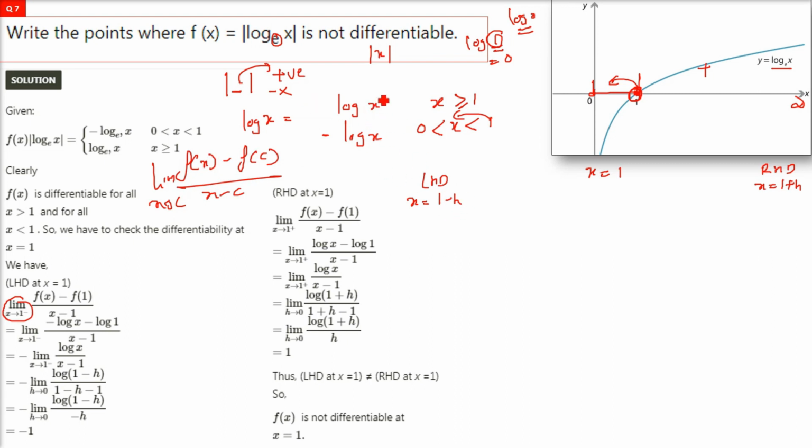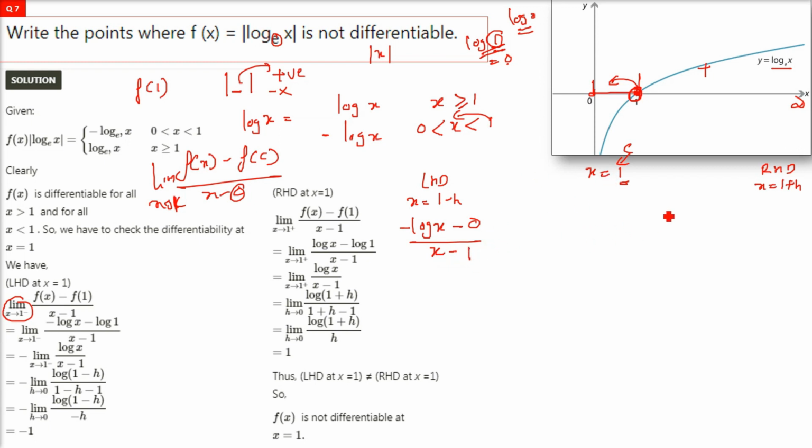It should exist. So x equals 1 minus h. So minus log x we are going to use in place of f(x). Okay, c is what here? We are checking at 1, so it is going to be 1. What is f(c)? f(x) is modulus of log x, so if you put 1, log 1, as I just said, is 0. So f(c) is 0, f(1) is 0. x minus c is x minus 1.